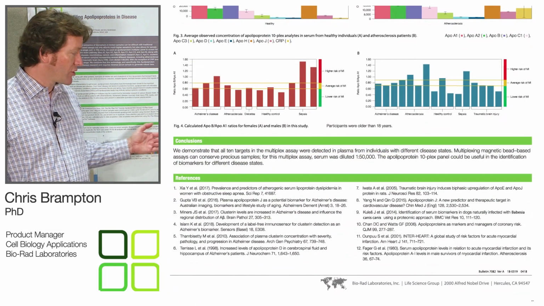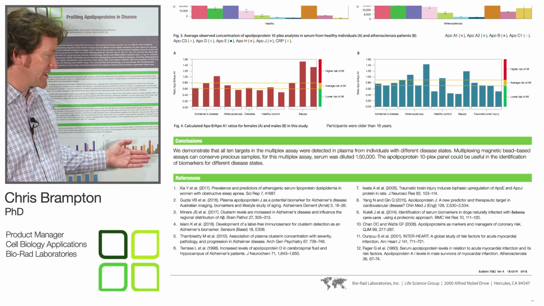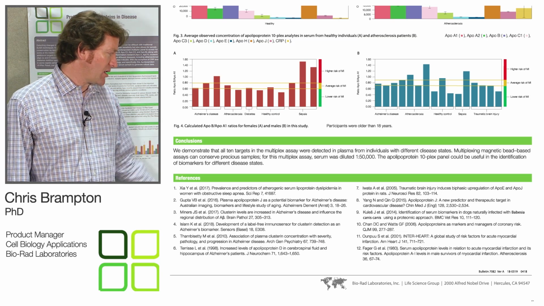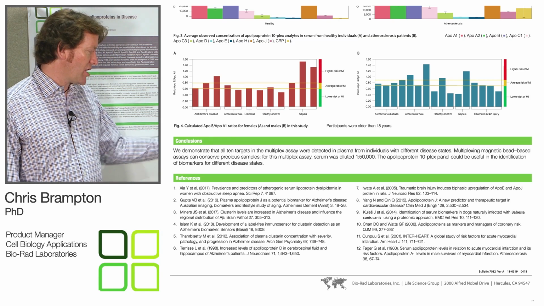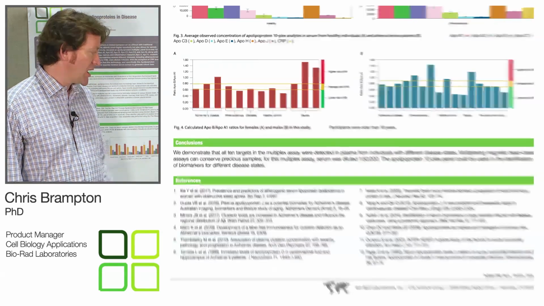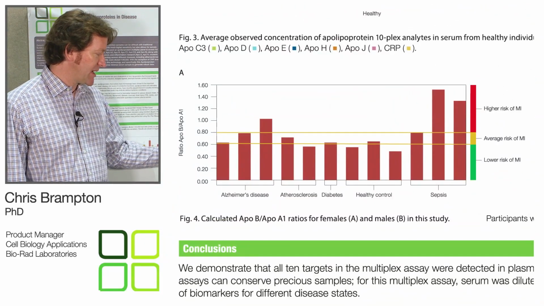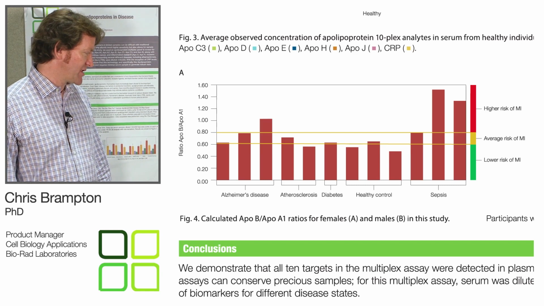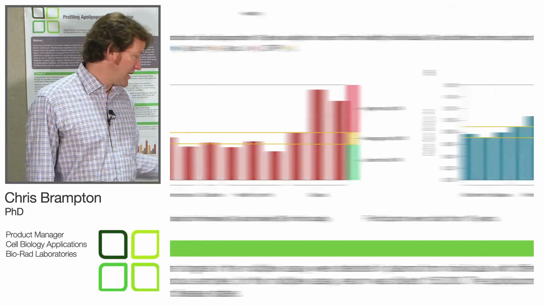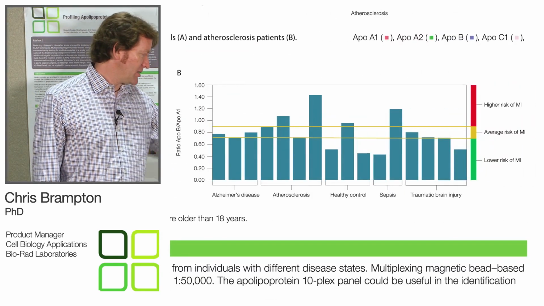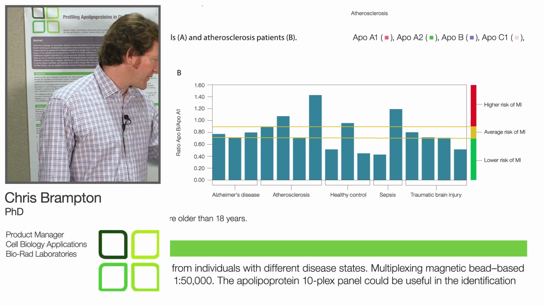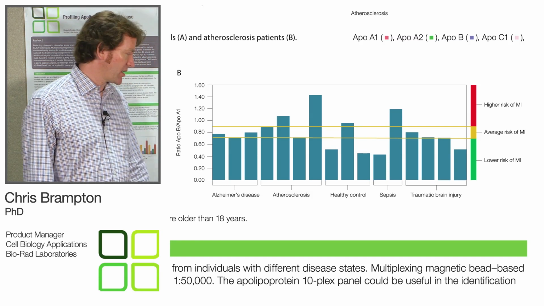Looking at this ratio across all our individuals from our disease states and healthy, we have found several of our subjects are actually at a higher risk of myocardial infarction, and interestingly we found in sepsis 2 out of 3 individuals have an increased risk of myocardial infarction in the female, and in the male population 1 out of 2 has an increased risk of myocardial infarction.